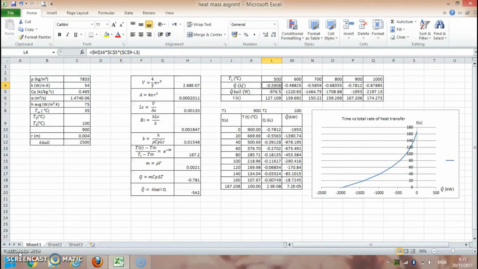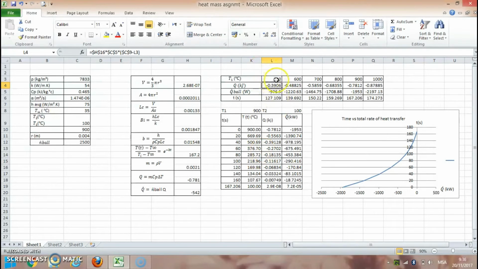Using Excel software, investigate the effect of the initial temperature of the balls on the annealing time and the total rate of heat transfer. The temperature varies from 500 Celsius to 1000 Celsius. So we have to plot time and the total rate of heat transfer as a function of the initial temperature, and the result will be discussed.